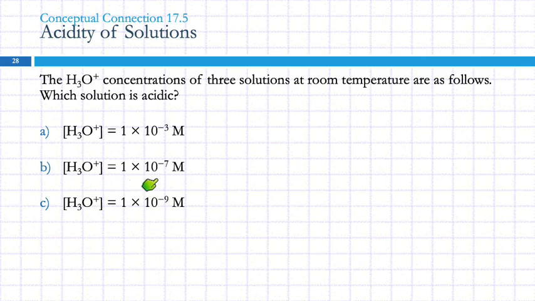Well, what's this one, right? This is the concentration of hydronium ion in pure water. So this is going to be a neutral solution. So if we want an acidic solution, we want one that has more hydronium ion. The concentration is larger than 10 to the minus 7. Is that A or B? That's A. So this one has more hydrogen ion concentration.